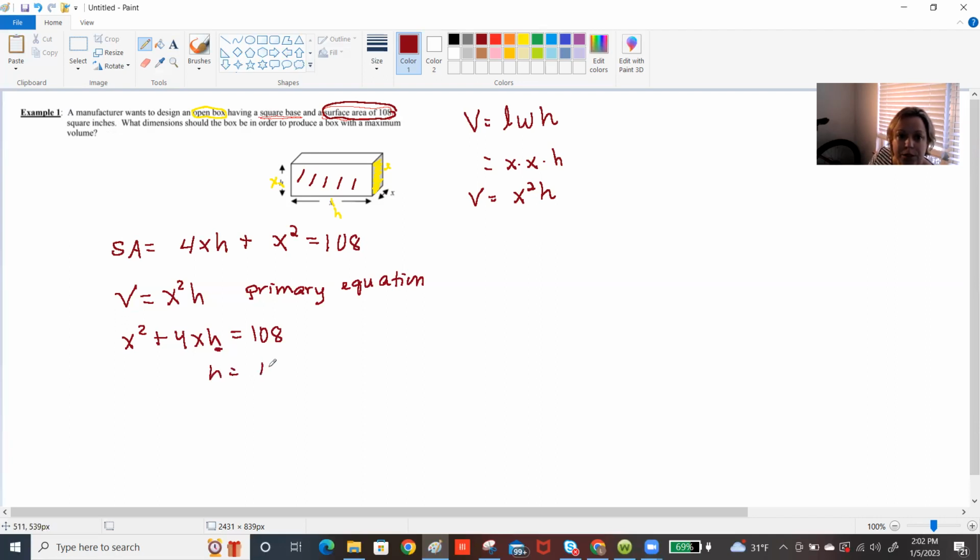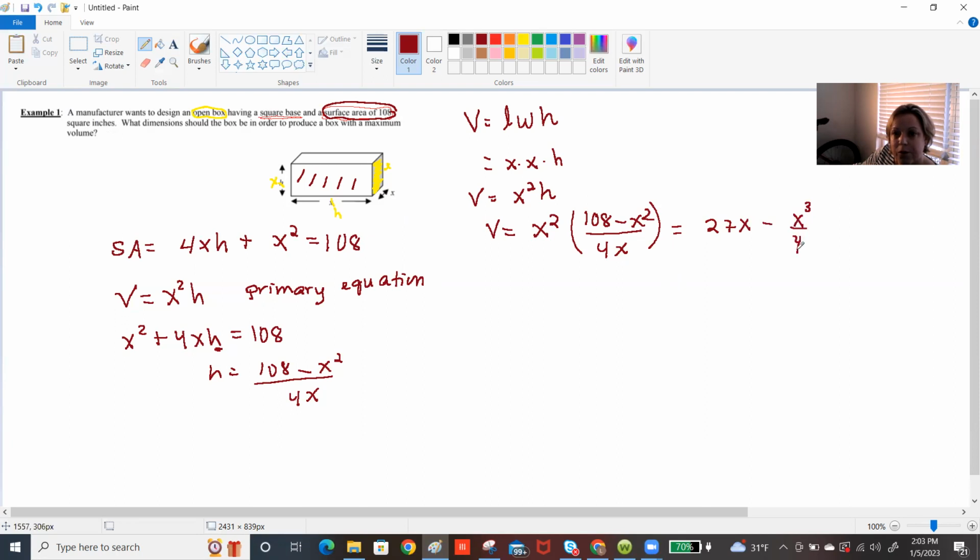So h is going to be (108 minus x squared) over 4x, right? And then I can put it in my primary equation, which is x squared times h, which is (108 minus x squared) over 4x. Now I'm going to multiply this by x squared, and 108 divided by 4 is 27, and then this is going to be 27x minus x cubed over 4. So this is my volume, right?